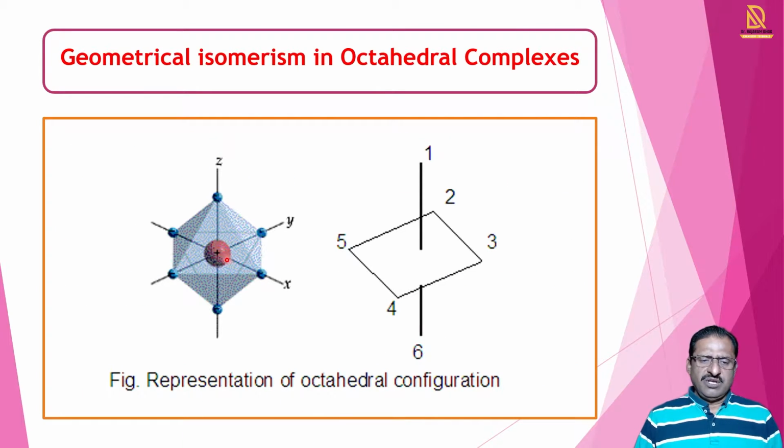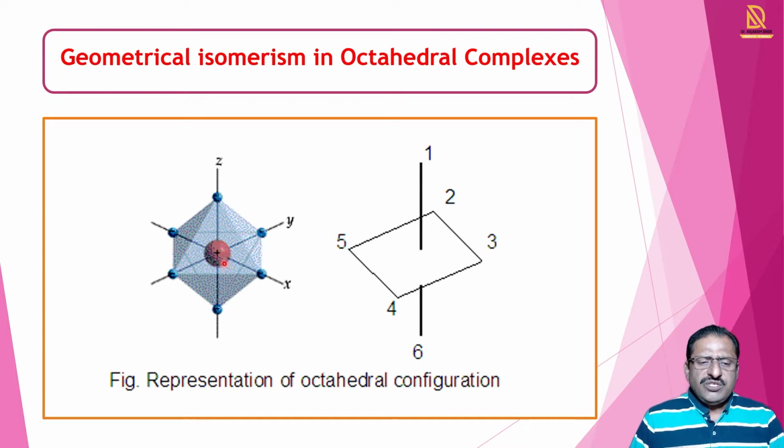So here at the center there is the metal, and this is the octahedron. You see these are the 4 corners of a square, and at the 4 corners of the square there are 4 ligands. One is at the upper side, the other is at the lower side. In this way the octahedron is formed.